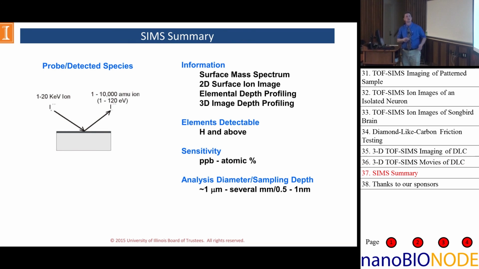Here we'll give a quick summary of the SIMS. We have ions that come in, and we measure ions that come out. We can get information on surface mass spectra, 2D surface ion images, elemental depth profiling, and 3D image depth profiling. We can detect elements from hydrogen and up. We have sensitivity in the parts per billion range up to the atomic percent, and our analysis area tends to be on the order of 1 micron up to several millimeters.